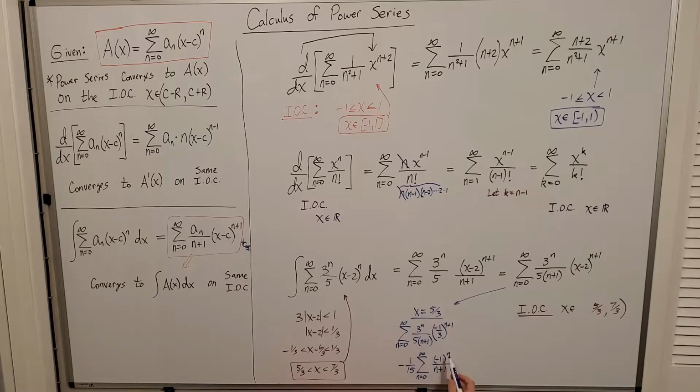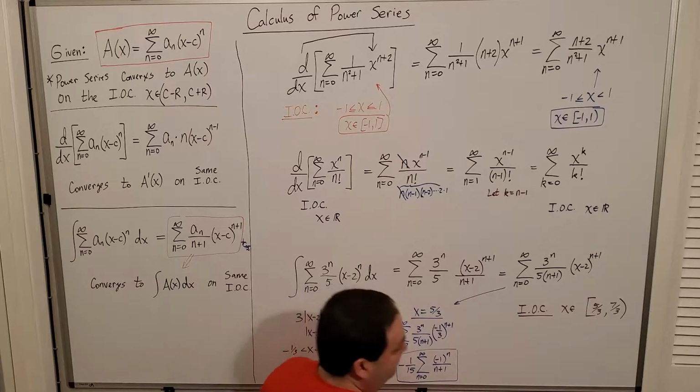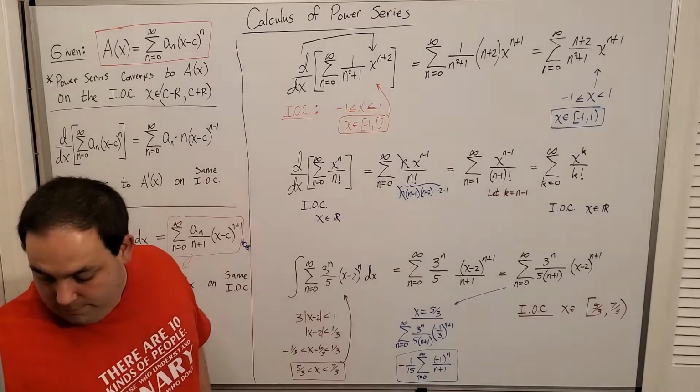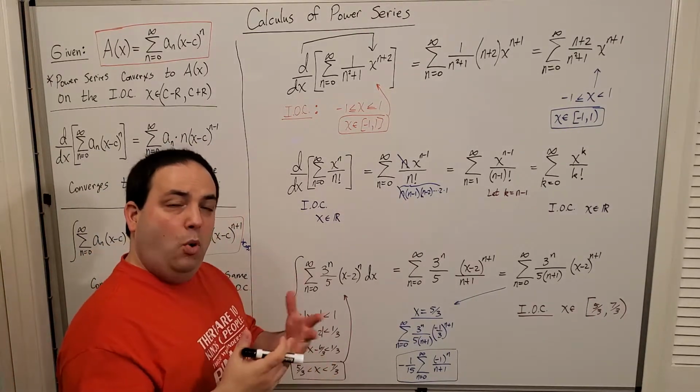Okay? So when x is 5/3, I have an alternating series that is conditionally convergent. By the alternating series test, this limit as n goes to infinity goes to 0. So this is conditionally convergent when it is alternating. Right? So therefore, I have gained this side right here. Okay? So in this case, I gained an endpoint on that one. Okay? So that's the point I was trying to make.